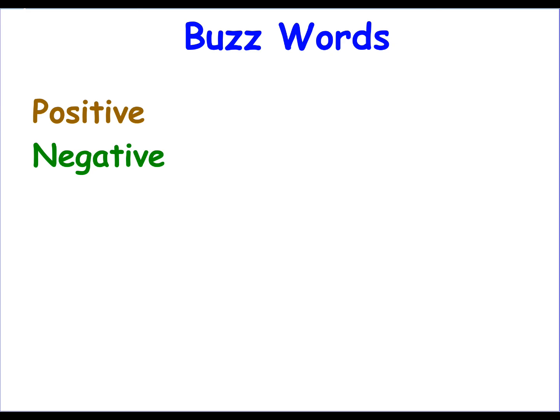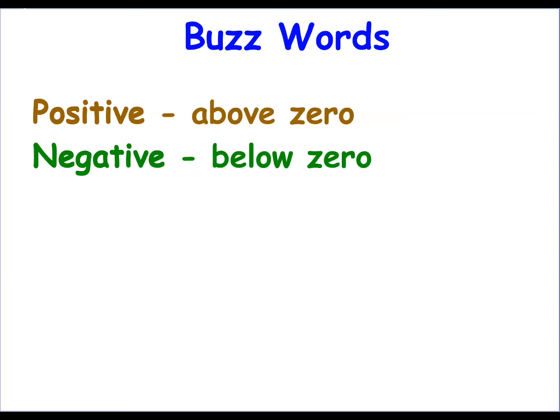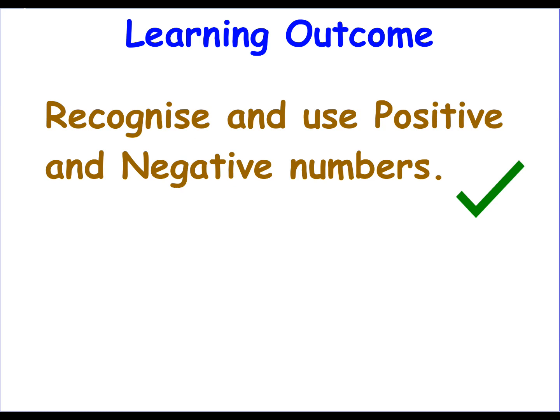There were only a couple of buzzwords that we came across in this lesson, just positive and negative. Can you remember what the definitions are before I display them? So a positive number is a number above 0, a negative number is any number below 0. And that completes the learning outcome for this lesson, which is to recognize and use positive and negative numbers.